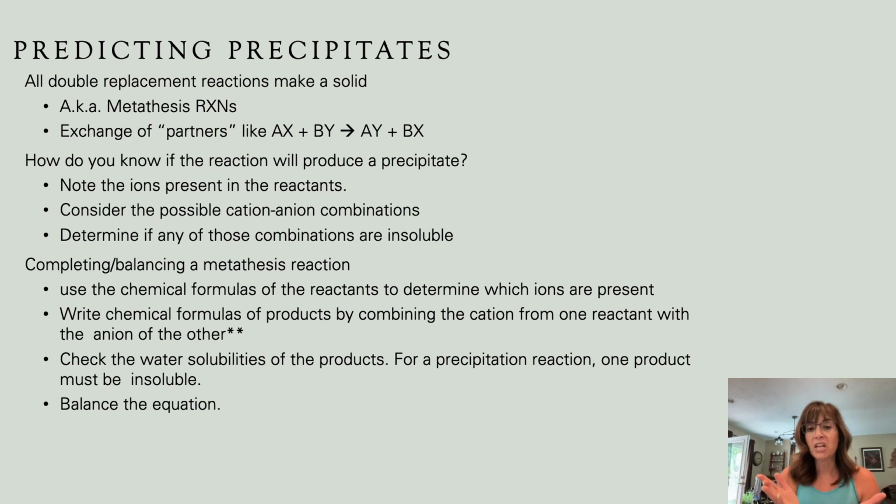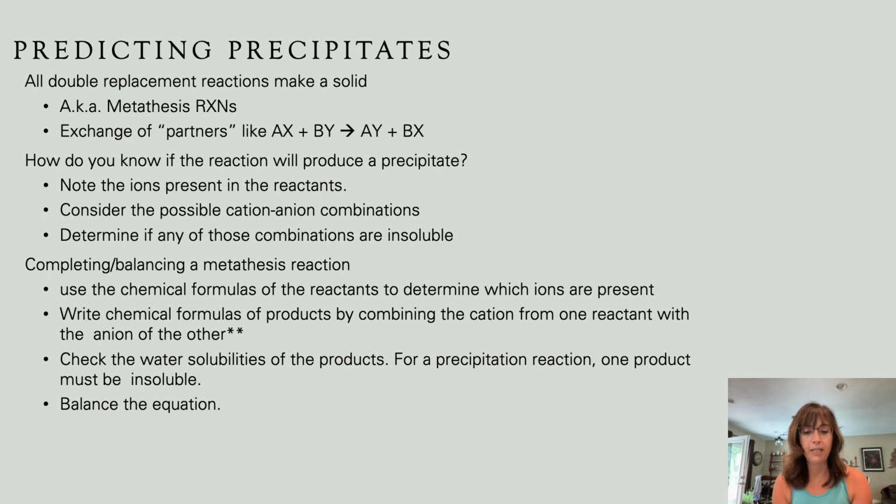Just an FYI, the book refers to these double replacement reactions as metathesis reactions. They're just exchange reactions, like AX plus BY, and you get AY plus BX. Well, how do you know there's going to be a precipitate? Here's what you need to do. Look at your reactants. Note the ions that make up those compounds. So NaCl. Oh, I have Na and I have Cl.